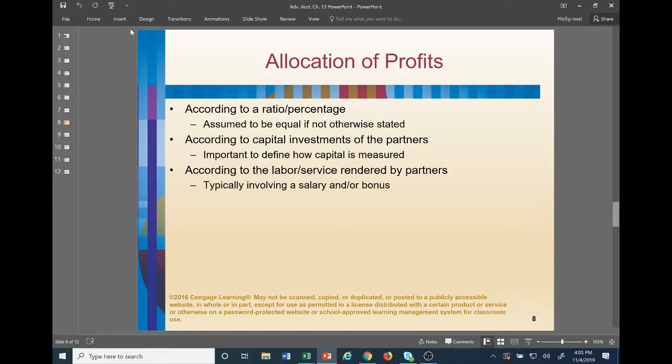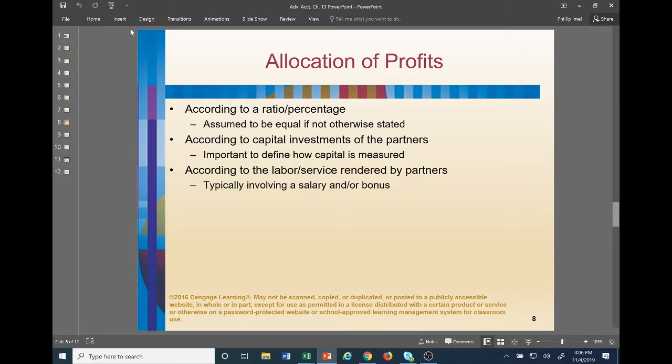Now, lastly, we'll talk about the labor or service rendered by the partners. A partner's labor or service to the partnership may be a primary force in the generation of revenue. Normally, the profit and loss agreement recognizes variations in effort by calling for a portion of income to be allocated to the partners as a salary. Such salaries, like interest on capital investments, are viewed as a means of allocating income rather than as an expense.